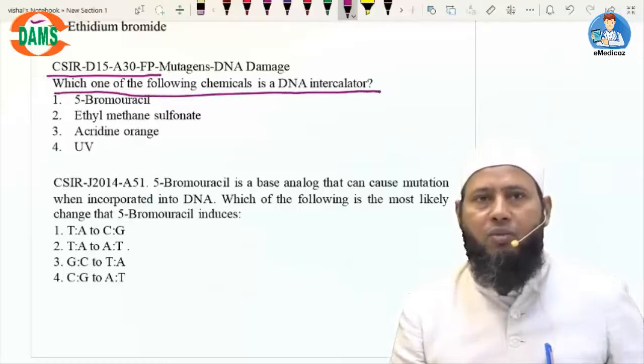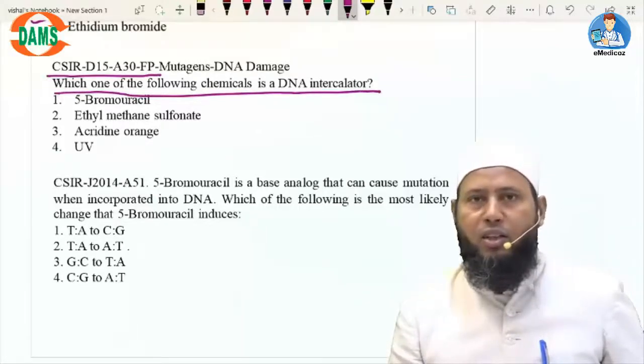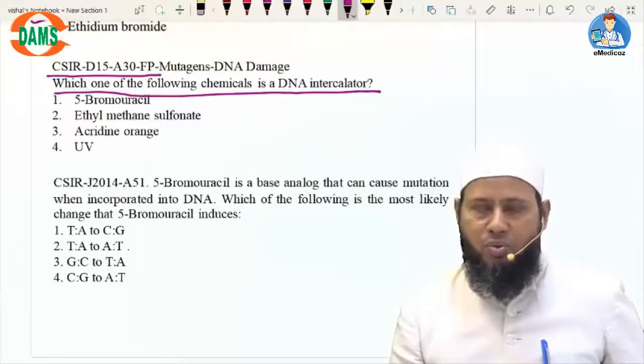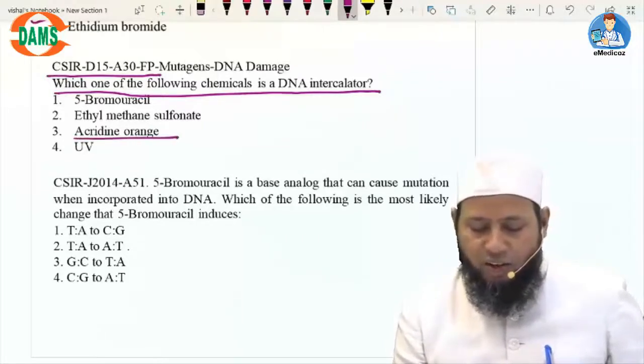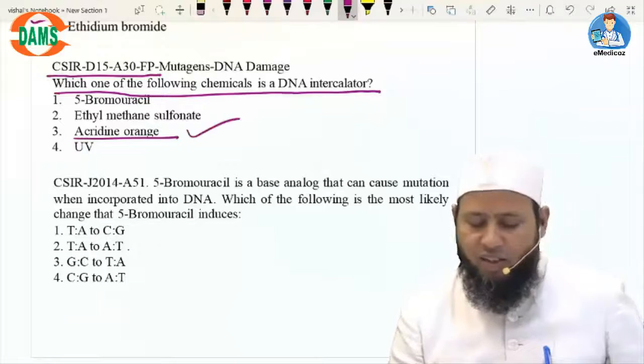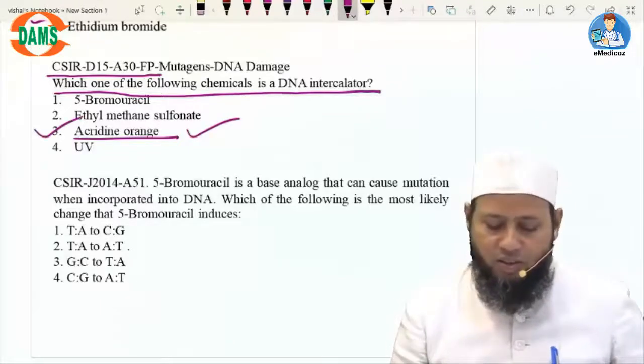We already know the DNA intercalators are ethidium bromide, acridine orange, proflavin, etc. So here is the acridine orange. That is the intercalator, we already know, so the answer is 3.